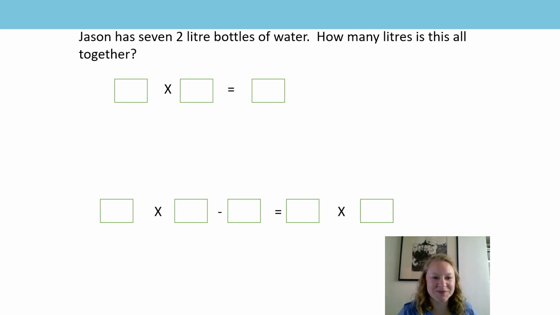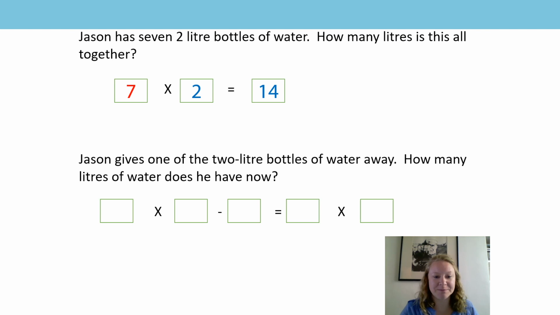How did you get on? Let's have a look at it together. Jason has 7 bottles, so there's 7 of them. Okay, so that is our first factor, isn't it? He has 7 bottles, and in each bottle there are 2 litres of water, so that is our other factor. Okay, good. So how many litres do we have altogether? Now some of you I think are getting really good at these facts, so you might now just know 7 2s. Or you might have needed to count up, and that's fine too. But we know that our product, our answer today, is 14. Okay, good. Let's have a look at the next problem then.